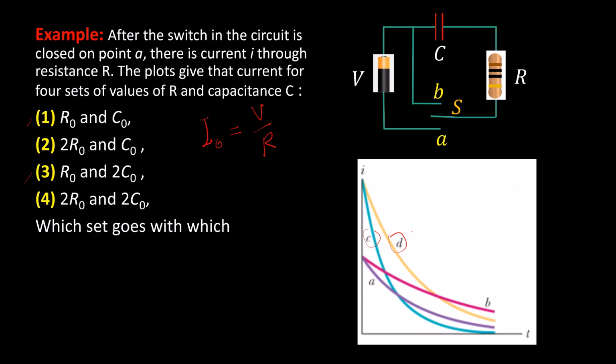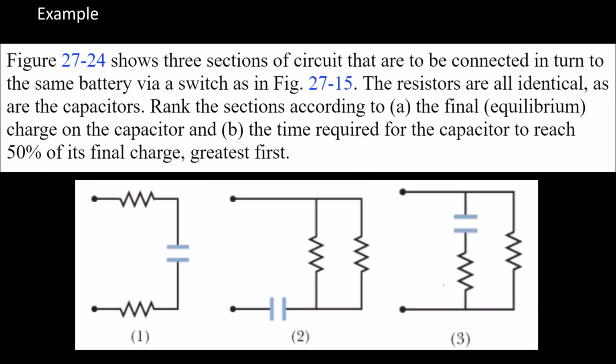And then the other two, which we have the 2R here, they start at the lower value, half of the other one. And 4 has a longer time constant. It means it takes longer to drop. So 4 is B. And 2 is A.